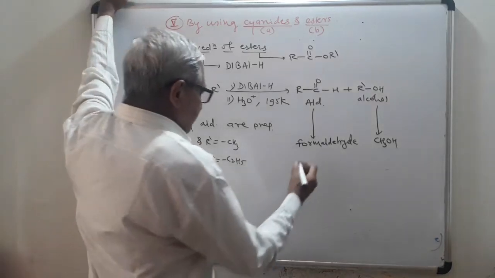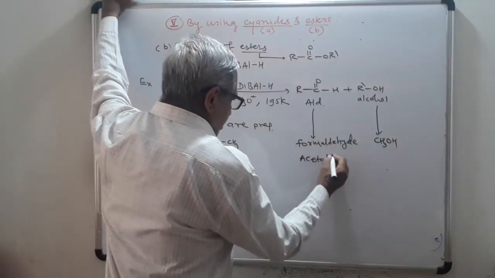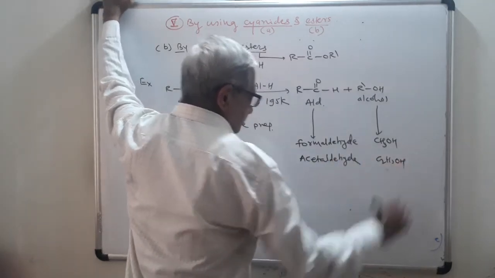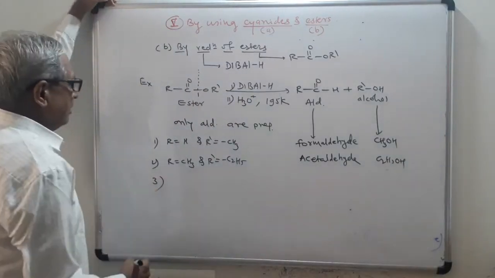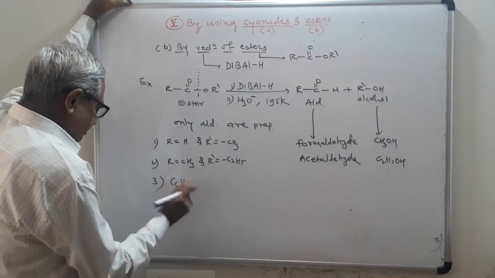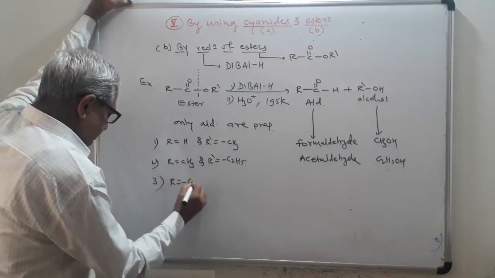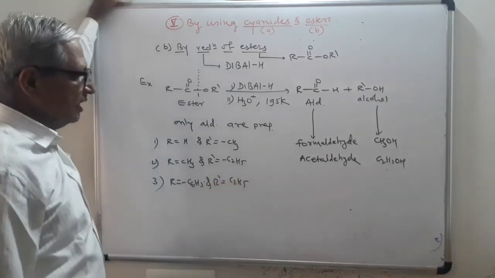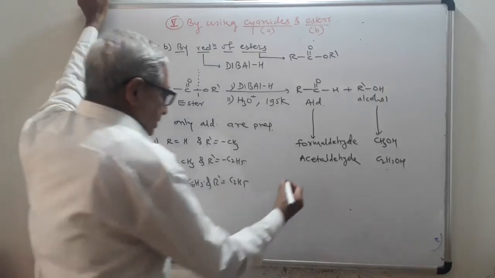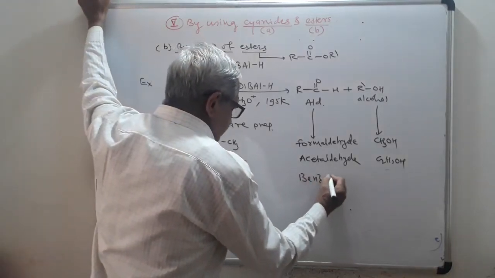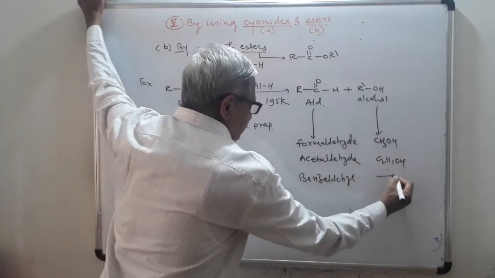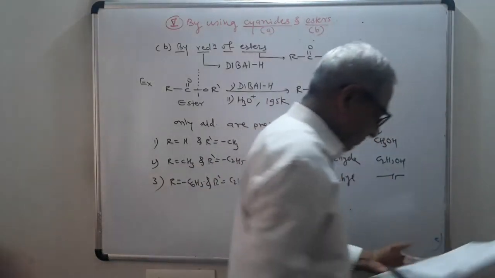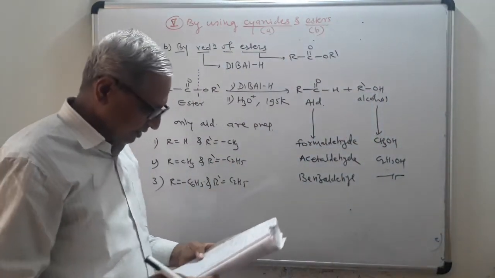In this case, aldehyde will be acetaldehyde and alcohol will be ethyl alcohol, C2H5OH. Then see the third example. If R is equal to C6H5 and R dash is equal to C2H5, it is known as ethyl benzoate. Here you will get benzaldehyde and the alcohol will be the same alcohol, because in both cases the compound is the same. In this way, we can prepare only aldehyde by this method.